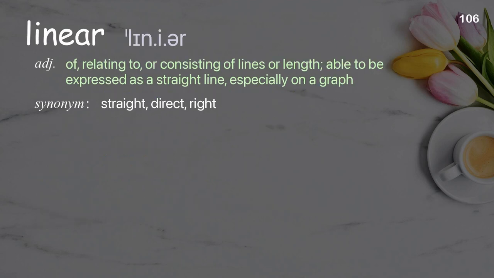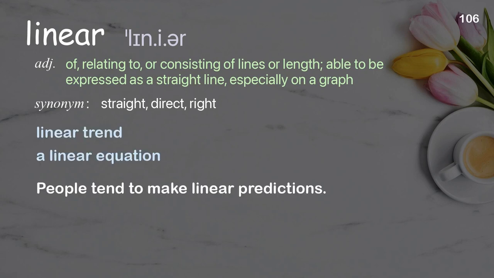Linear. Of, relating to, or consisting of lines or length; able to be expressed as a straight line, especially on a graph. Examples. Linear trend. A linear equation. People tend to make linear predictions.